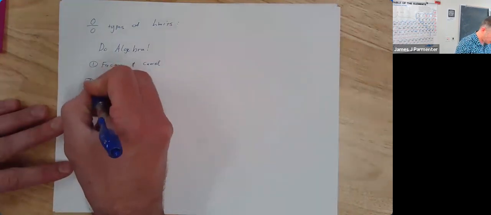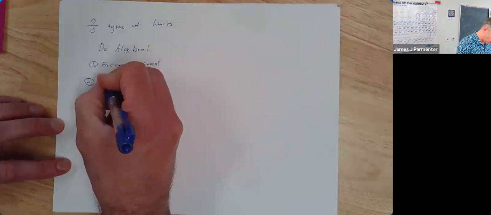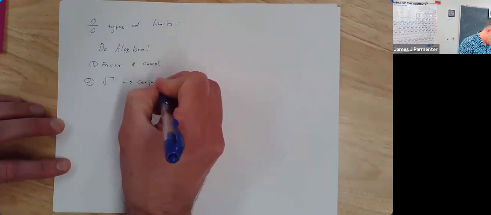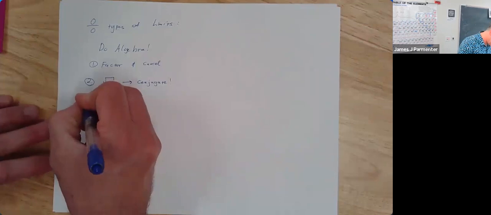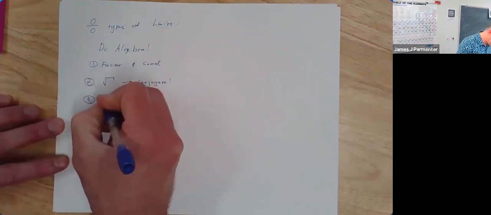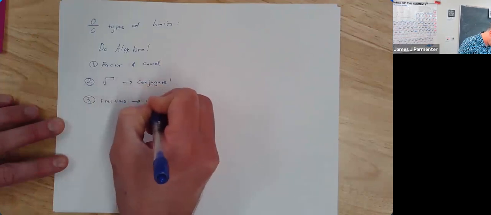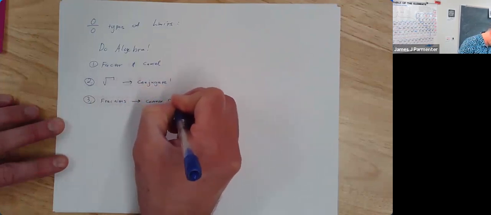Step 2, or thing 2 you might try, is if you see a square root, we know we're going to multiply by the conjugate. And thirdly, one we didn't talk about before is that if you see fractions in fractions, we're going to get a common denominator. Let me show you what I mean.